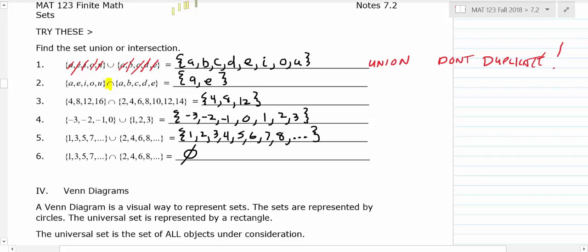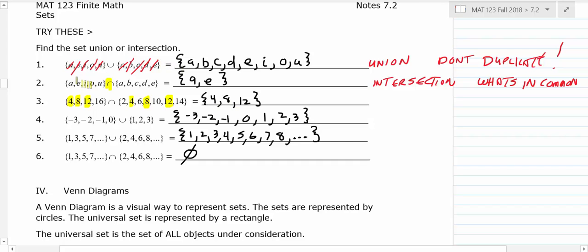Okay, the next one is intersection. So this is set intersection. What set intersection means is it's really what's in common. Okay, so I do it like this. Let's start here. The 4, does it also occur here? Yeah. 8, yeah, that's in both. 12, is that in both? Yep. 16, nope, that's it. So it's 4, 8, 12.